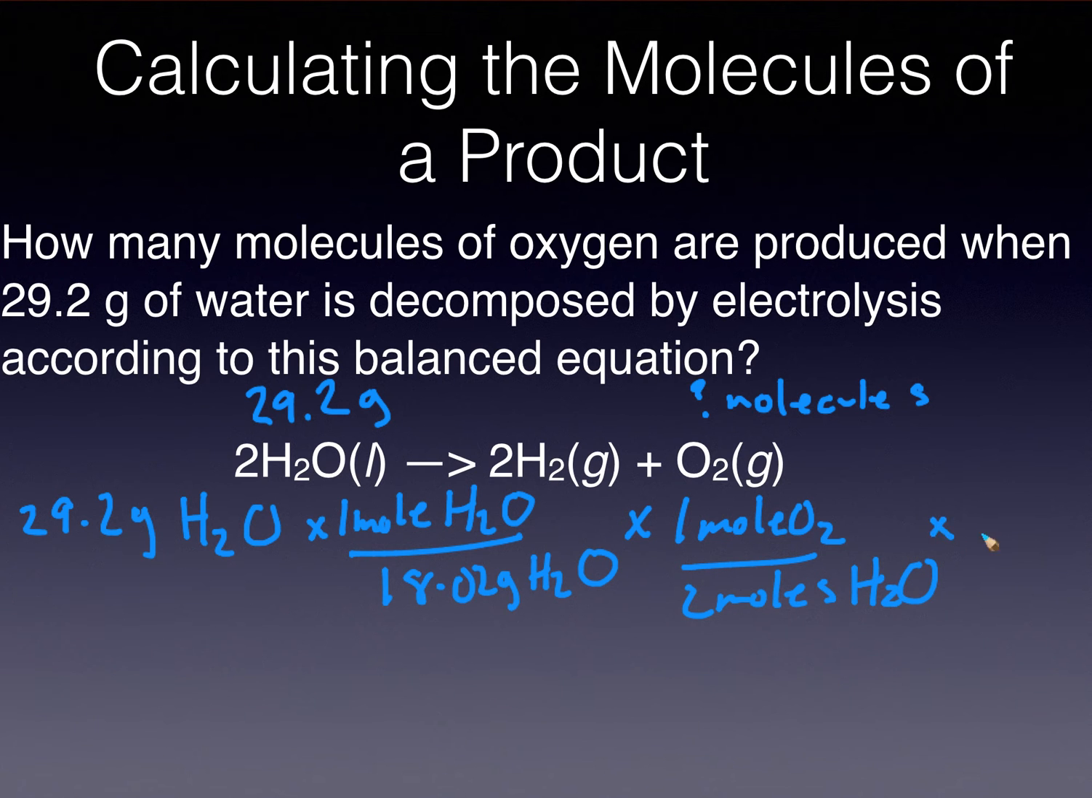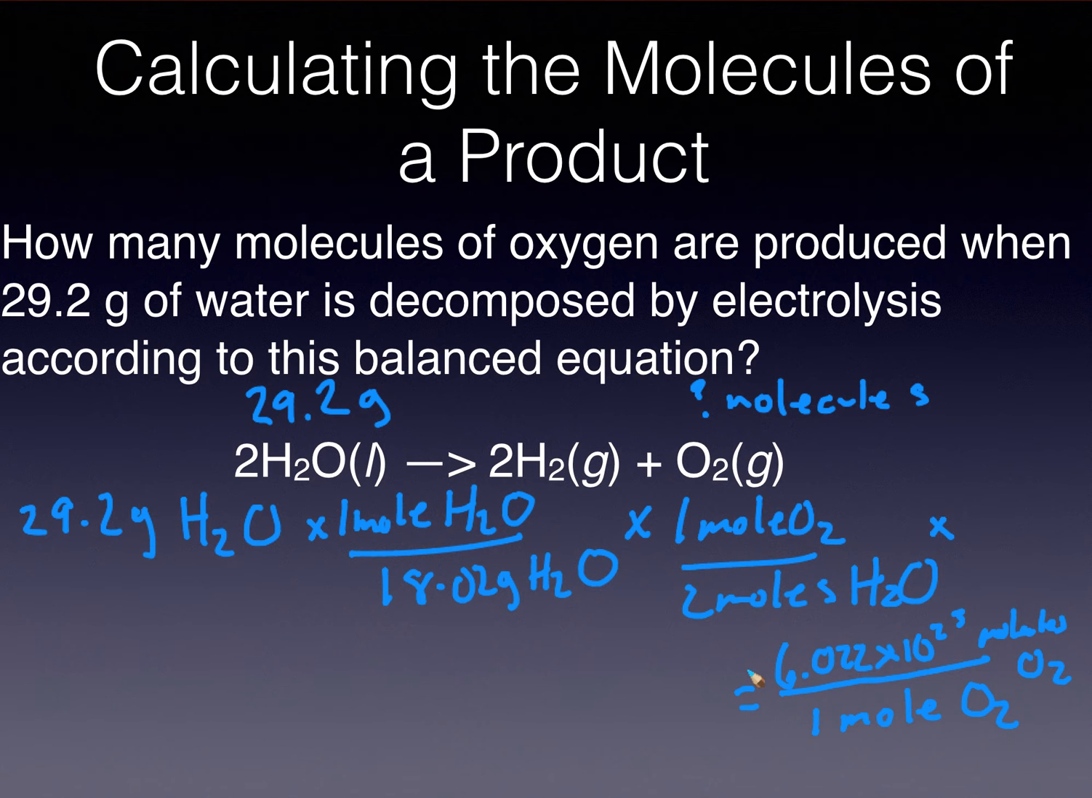So now we're in moles. We want to go to molecules. I'm going to put this down here just to save space. So 1 mole will be on the bottom of O2. Now, we're dealing with molecules. So we know when we're dealing with molecules, we want to use Avogadro's number. So 6.022 times 10 to the 23rd molecules O2.